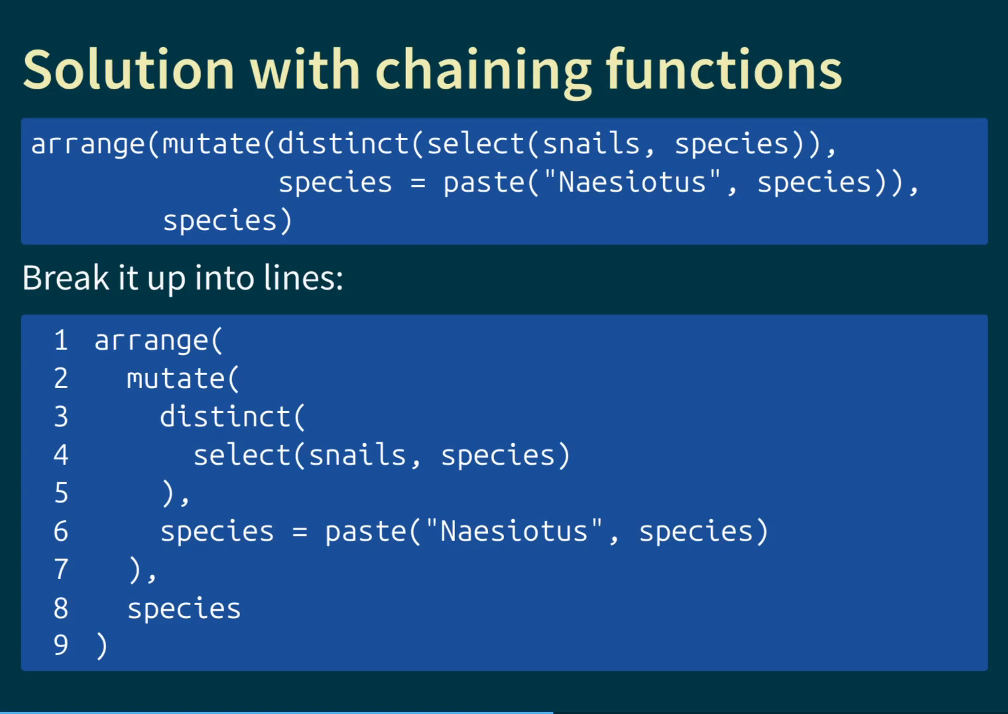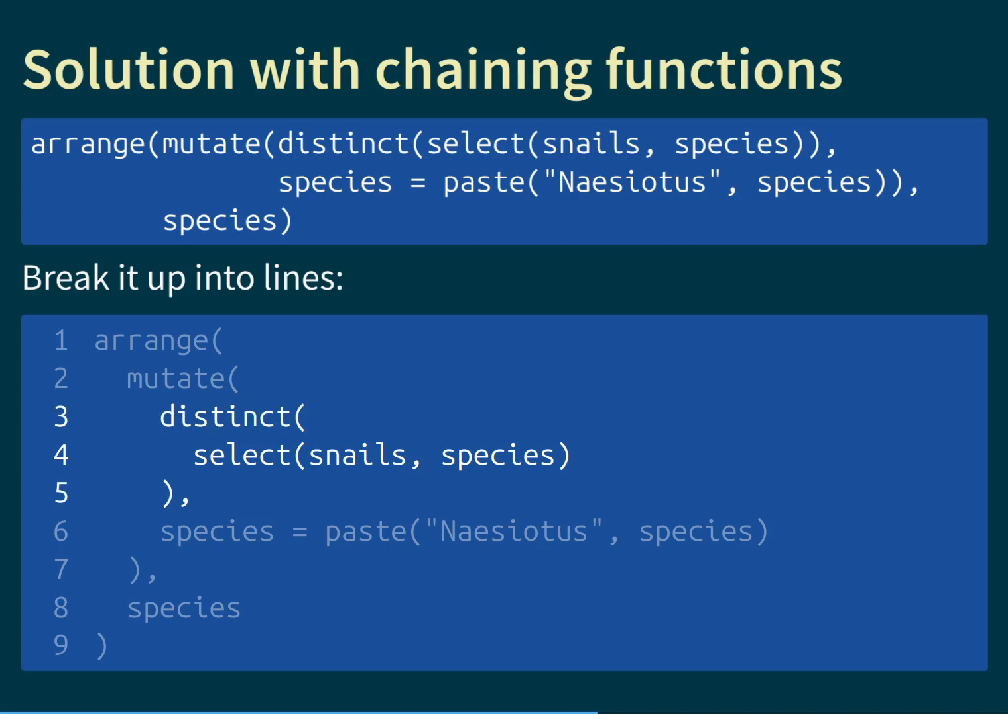So let's see what we're doing here. It all begins on line 4. Select snails, comma, species. That's sort of the center of this messy expression. Then, after having selected that column, we apply the distinct function. So far so good, nothing strange.